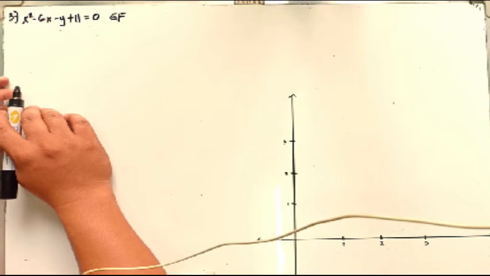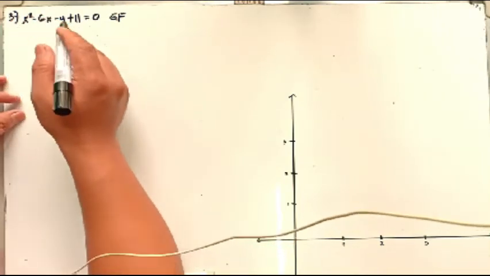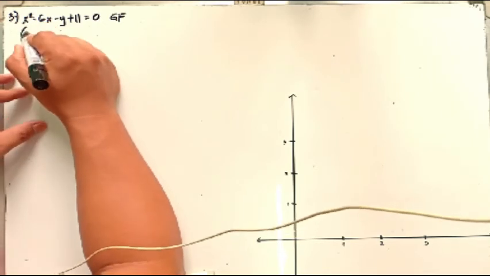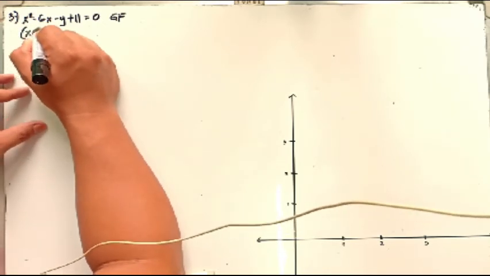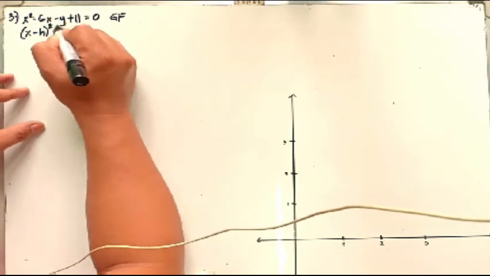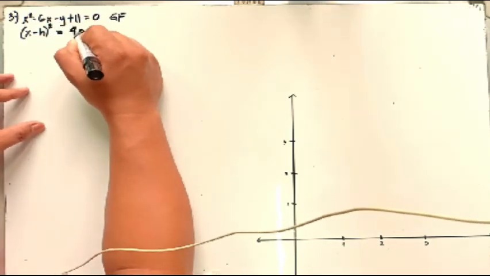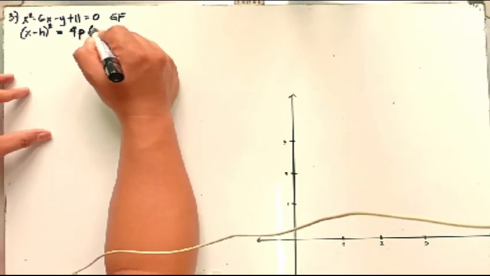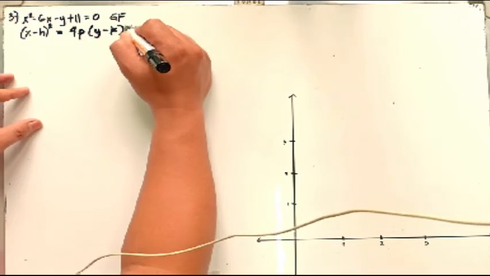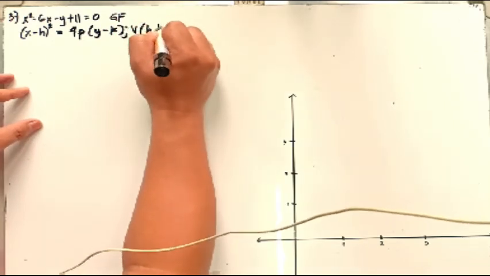What we need to do is to write this one into its standard form. Since we have the quadratic term x variable, this must be (x minus h) squared is equal to 4p times (y minus k), with vertex at (h, k).